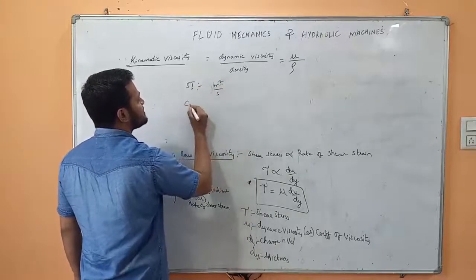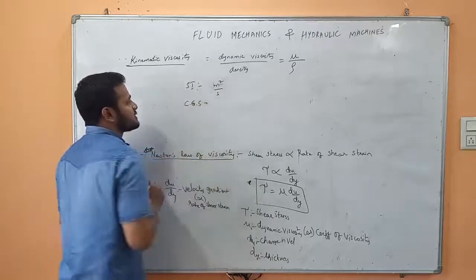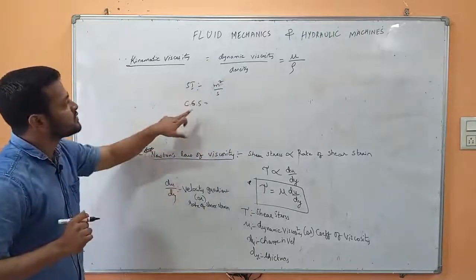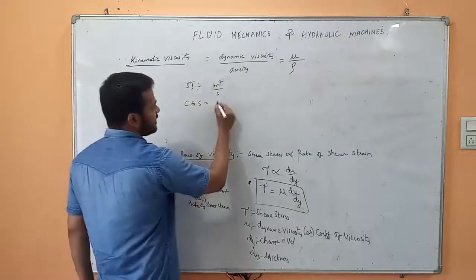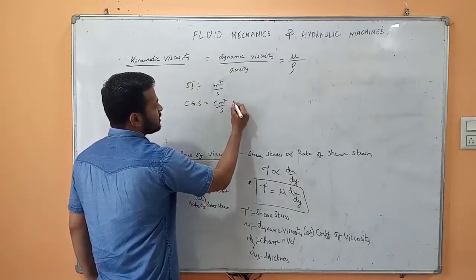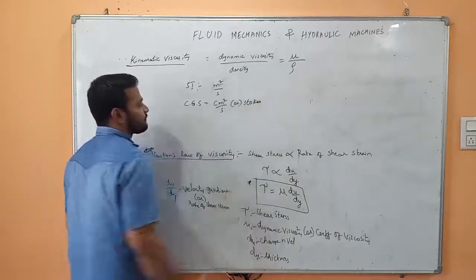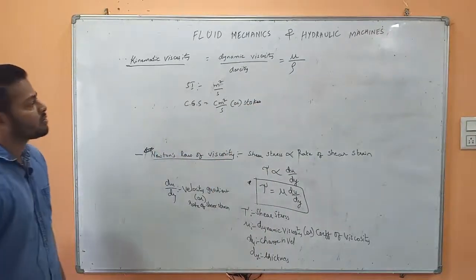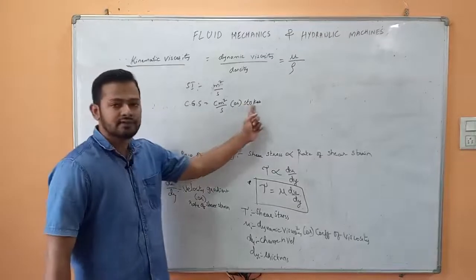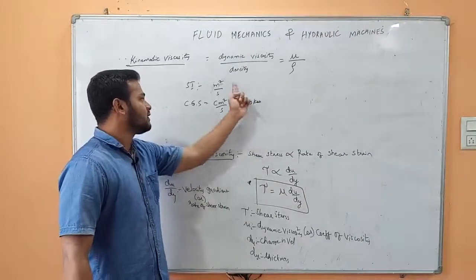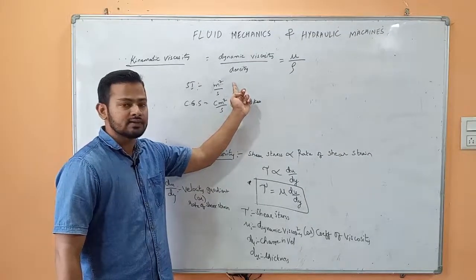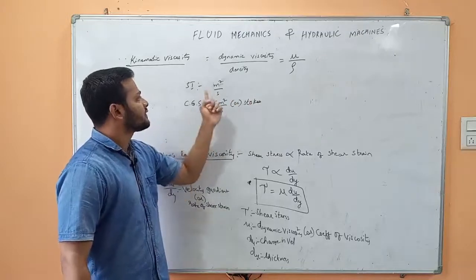So what will be the CGS unit? CGS means in place of meters you will be having centimeter. So centimeter square per second. This centimeter square per second is also called Stokes. Okay, this is very important because many times in the question he will give you CGS units. You have to convert because we will be solving problems in terms of SI unit.